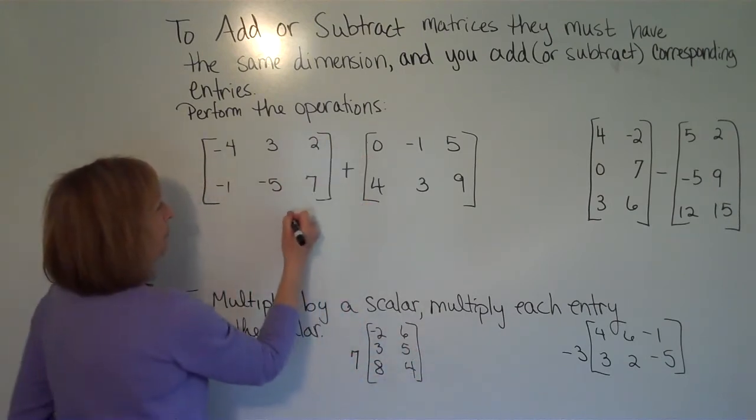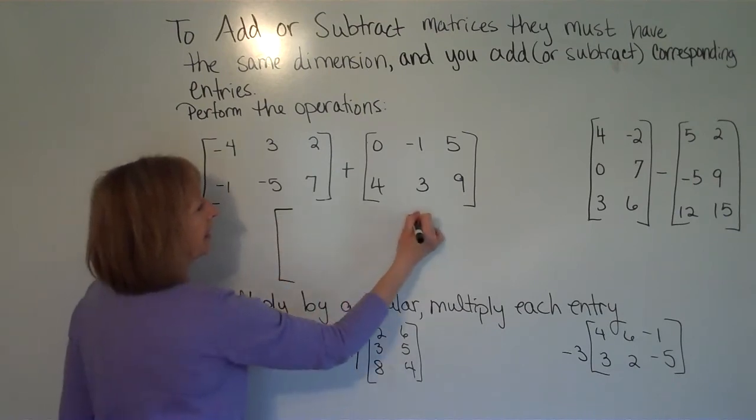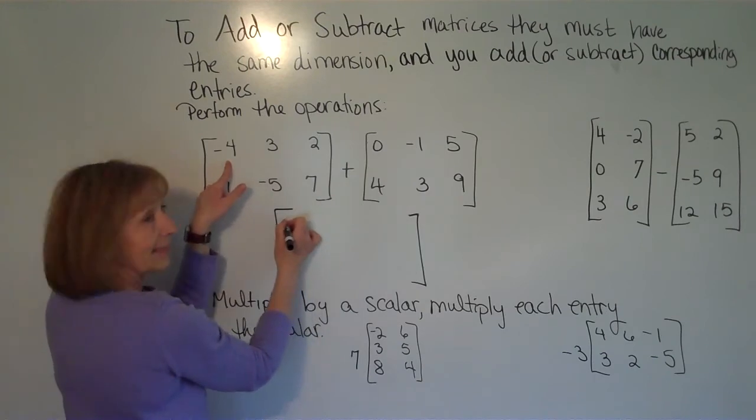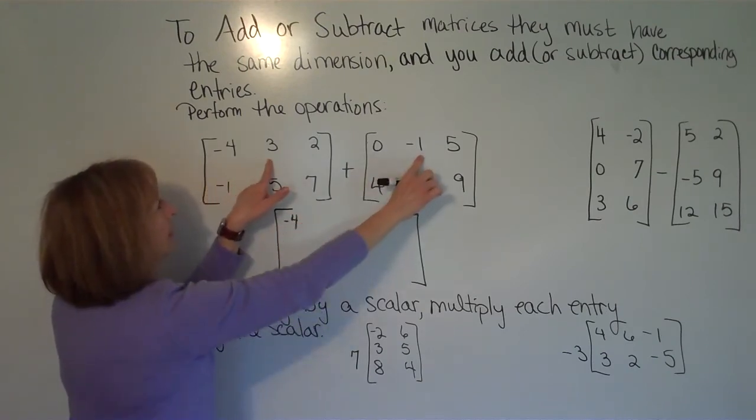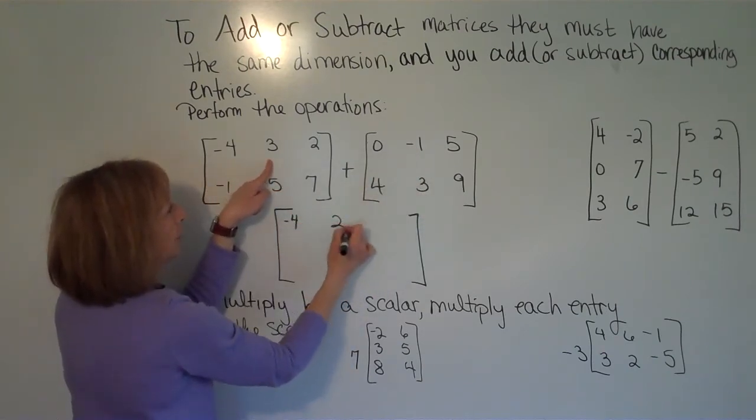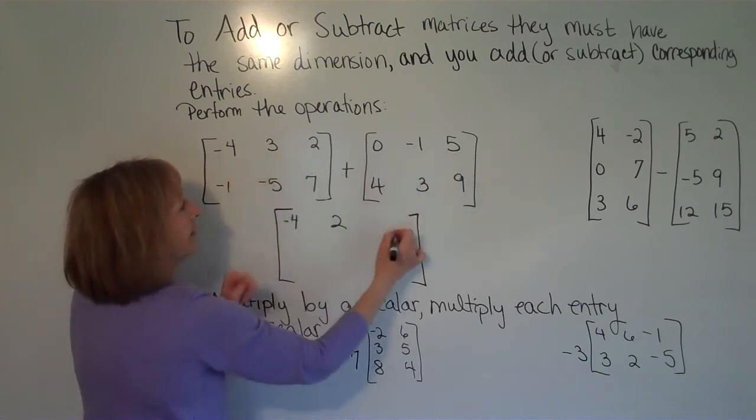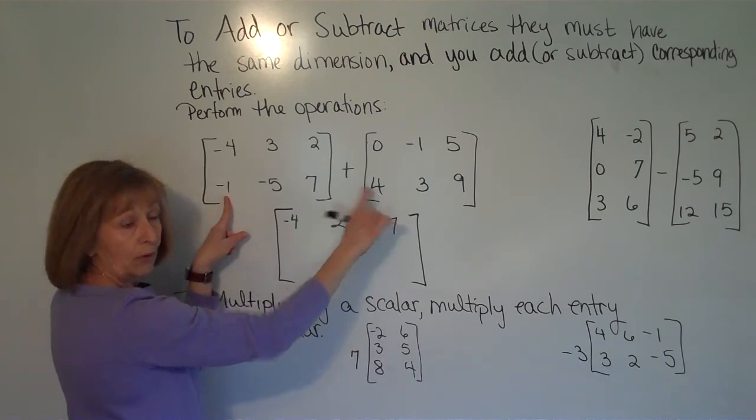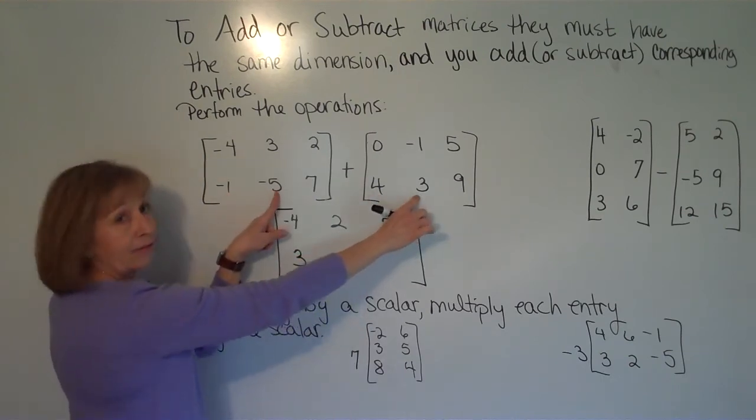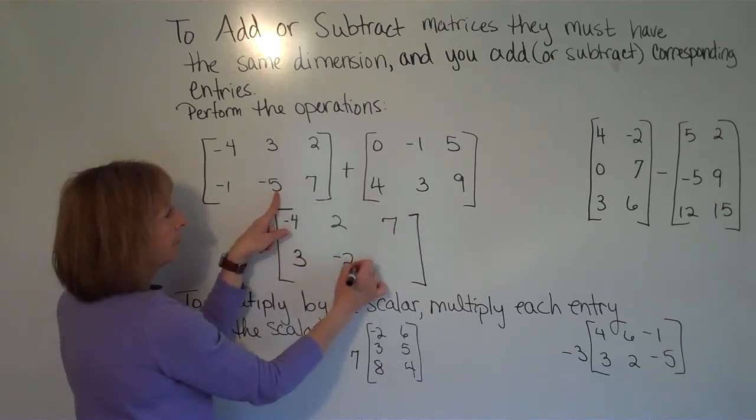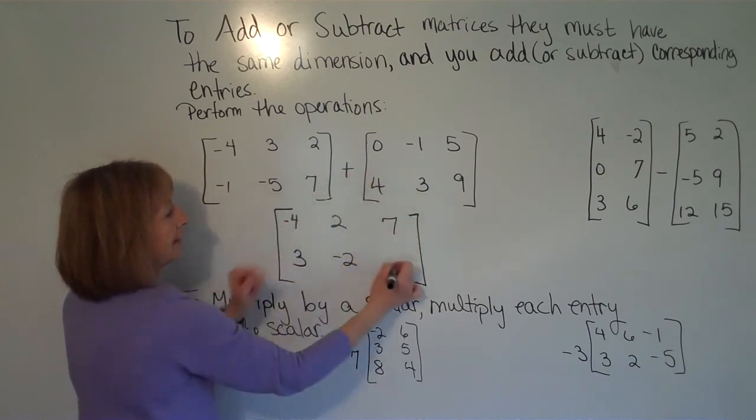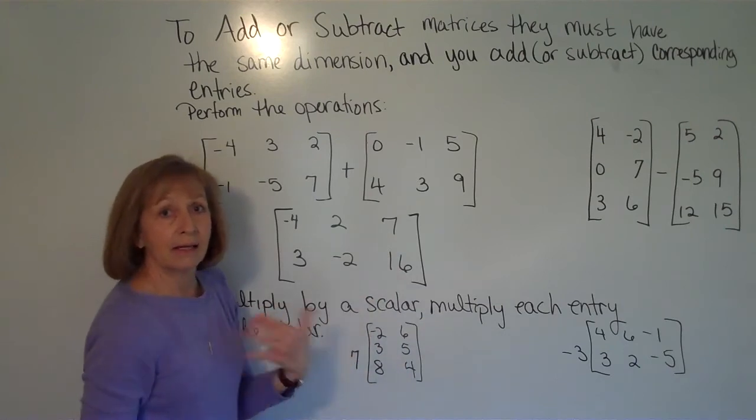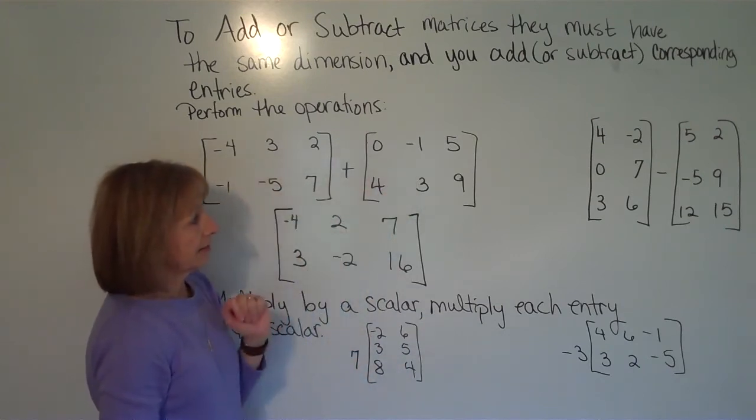So to add these two, I will just add the corresponding entries. -4 plus 0 is -4. 3 plus -1 is 2. 2 plus 5 is 7. Then second row, -1 plus 4 is 3. -5 plus 3 is -2. And 7 plus 9 is 16. So this final matrix is the sum of those two matrices.